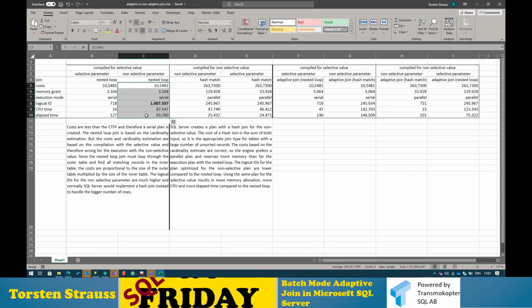That's it, I guess. I have for sure much more to present, but I'm running out of time. I hope you understand at least the idea, and that in general it is definitely worth considering using adaptive joins in your queries to avoid this kind of high number of logical reads, which we can see here. Thanks, Torsten.